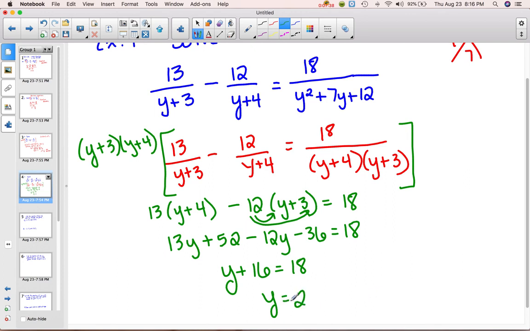So I'm going to do a quick check and make sure that 2 is not a problem. If I plug the 2 in here, I get a 5, I get a 6. So it's not a problem down here. So we are good. And our answer is y equals 2.